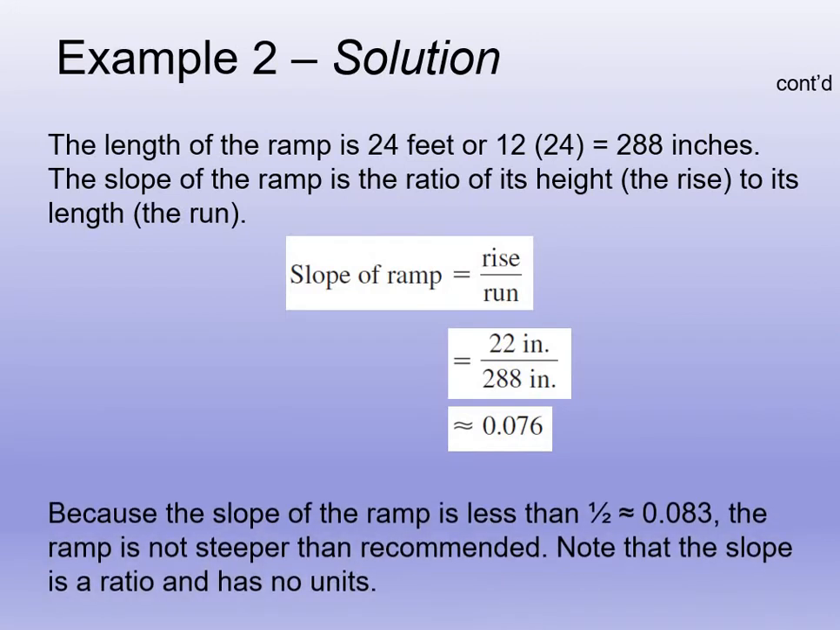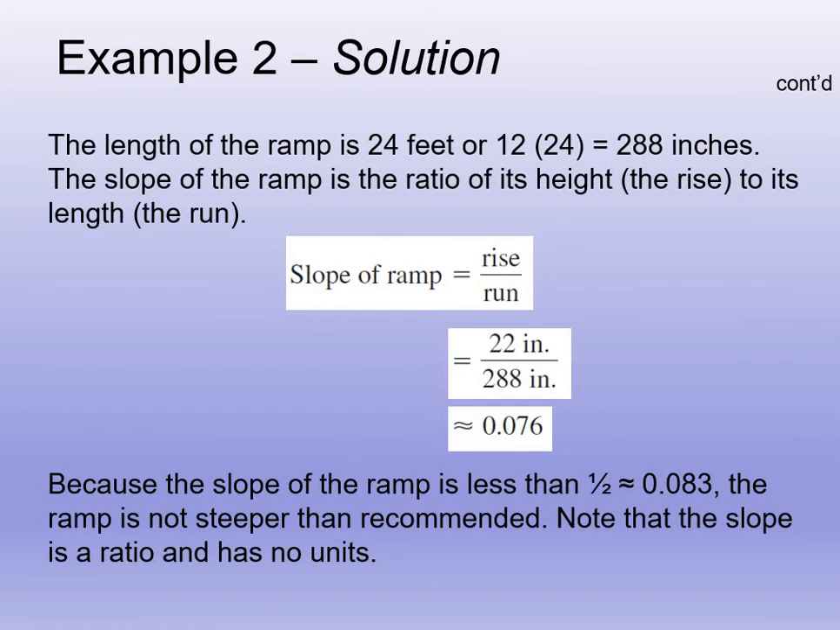The slope of the ramp is less than 1/12, which is approximate. So the ramp is not steeper than recommended. That's important to note. This is where safety comes in. It shouldn't say 1/2 there, it should say 1/12. That's why the numbers don't look correct. It should say 1/12 there, because remember that was part of the problem. So 1/12 is about 0.083. 1/2 is obviously 0.5. Yes, it's less than 1/2, but it is also less than 1/12. So it's within the recommendation. So it is safe for them to create that ramp.